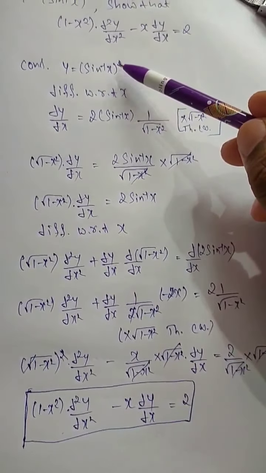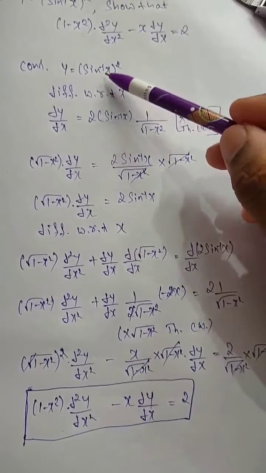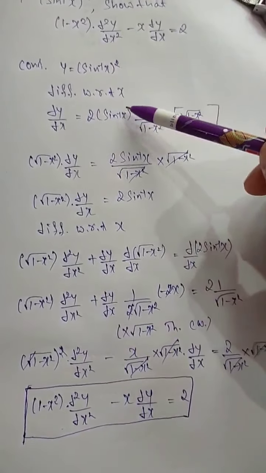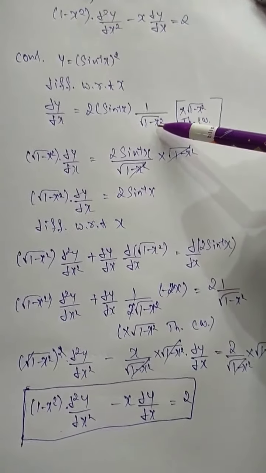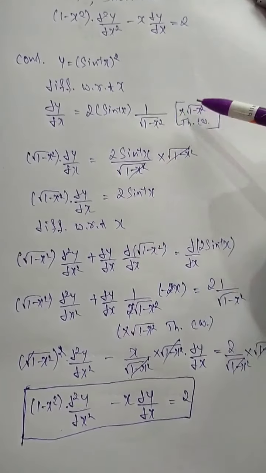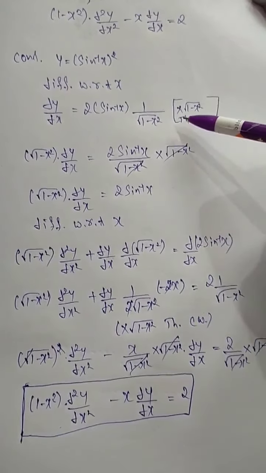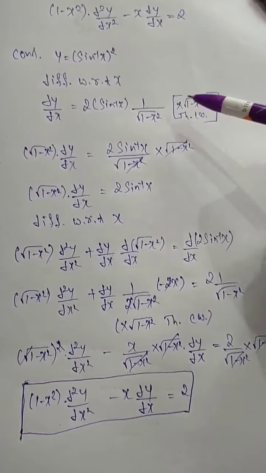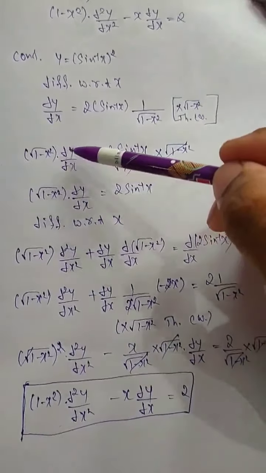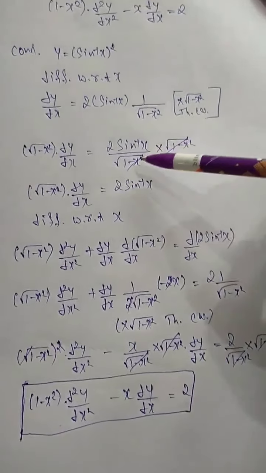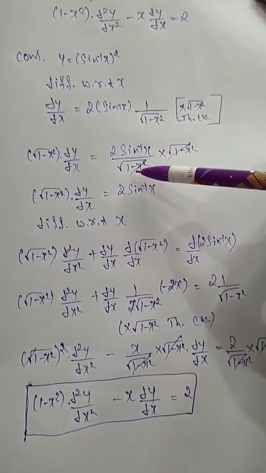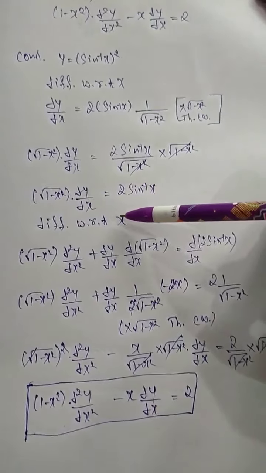First you differentiate the power and then the base. Here the differentiation of sin inverse x whole square is 2 sin inverse x, and again the differentiation of sin inverse x is 1 by root of 1 minus x square. If any term exists in the denominator, multiply the term throughout the equation. I am multiplying root of 1 minus x square throughout the equation. So root of 1 minus x square into dy by dx is equal to 2 sin inverse x by root of 1 minus x square into root of 1 minus x square. So the denominator will cancel.